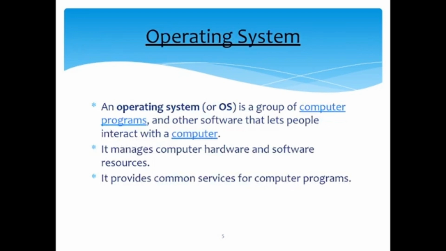What is an operating system? It is a group of computer programs and other software that lets people interact with the computer. It manages computer hardware and software resources, and it also provides common services for computer programs.